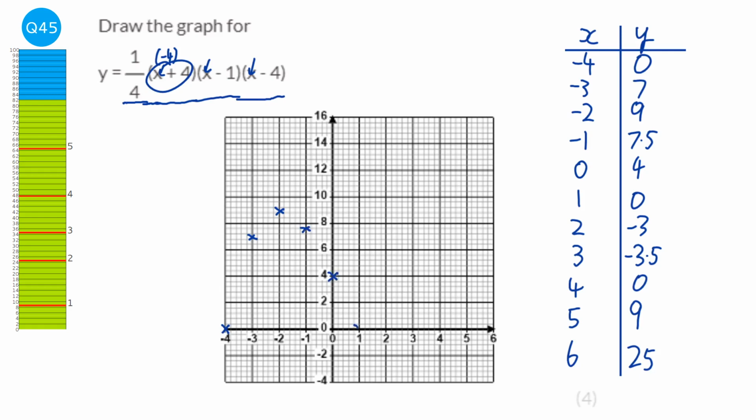then 0. So it looks like it's going to go down now, but it's going to go down for a little bit, like down here where it's minus 3, and even further down here where it's minus 3.5, but then it starts going up again. So 0, and then 9, and then we're off the top. So the next thing we need to do is join that.